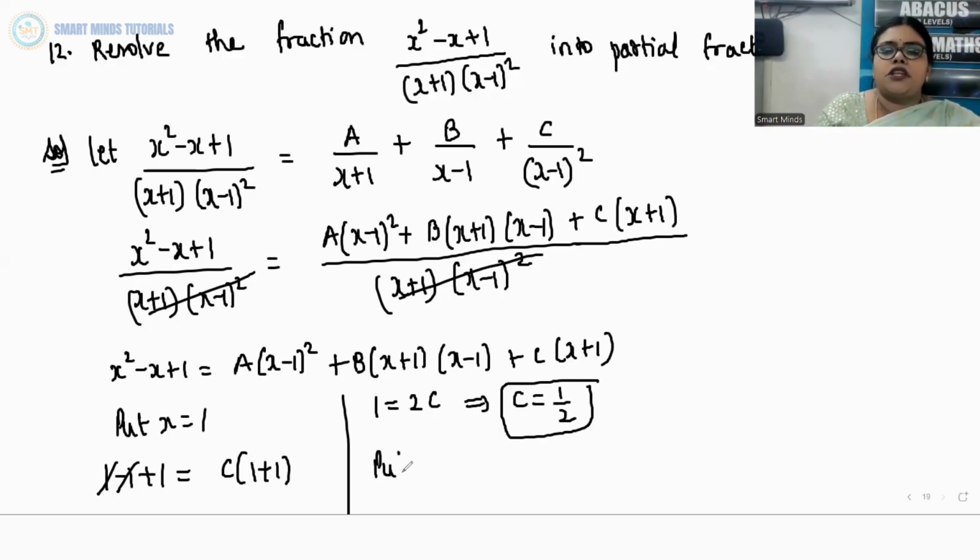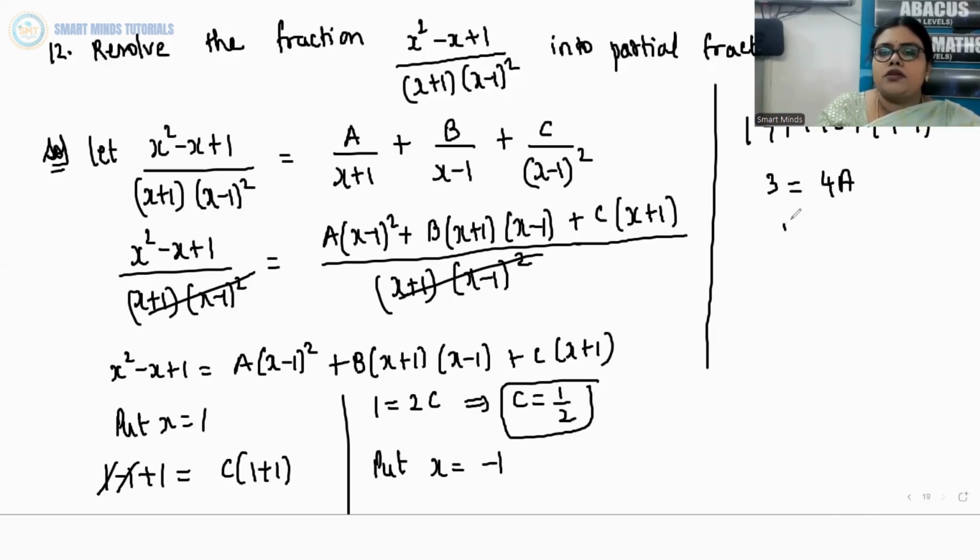Now what other substitution can we take? We can take x equal to minus 1 so that x plus 1 will become 0. So wherever you have x plus 1, that will become 0. So minus 1 whole square is 1. Minus of minus 1 will become plus 1. Plus 1, that is equal to a into minus 1 whole square. So 3 equals 4a, and so a becomes 3 by 4. Now we got a and c values.